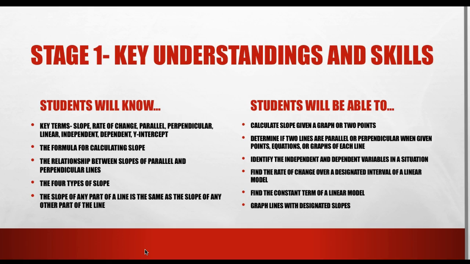Identify the independent and dependent variables in a situation. This really transfers over to science. The independent and dependent variables are really important when you're talking about experiments, and this is where the real life applications really start to come in. I want them to be able to find the rate of change over a designated interval of a linear model, find the constant term of a linear model, and graph lines with designated slopes.